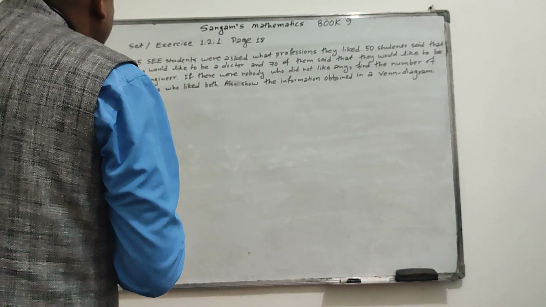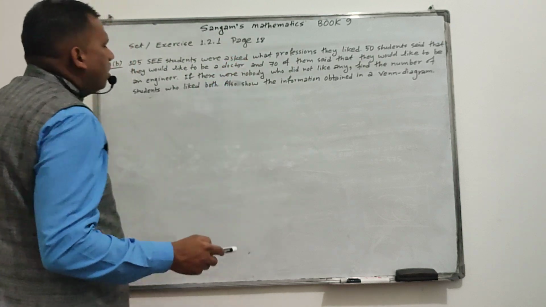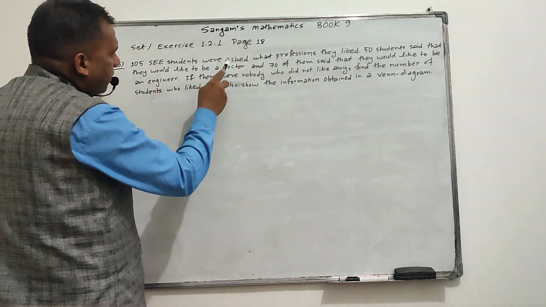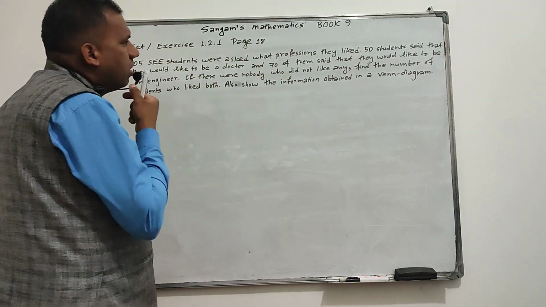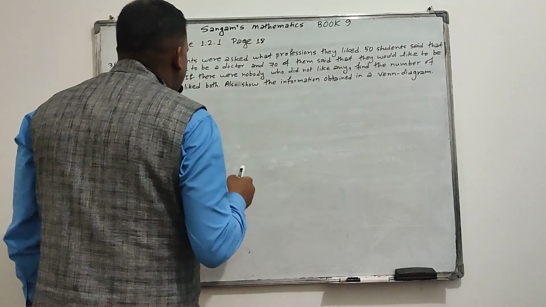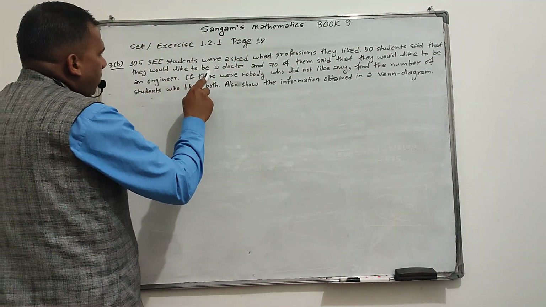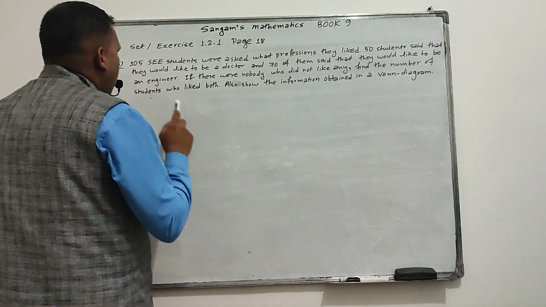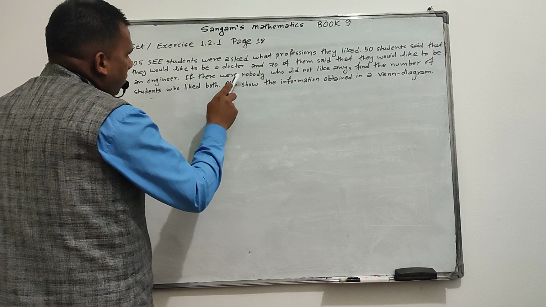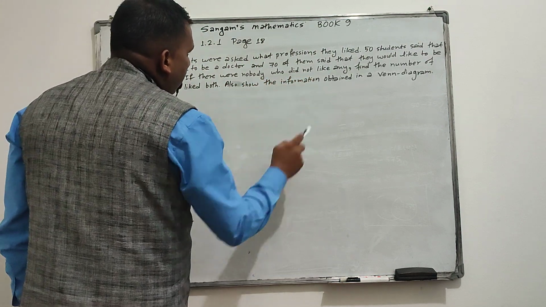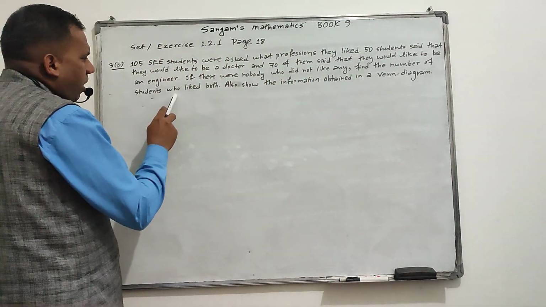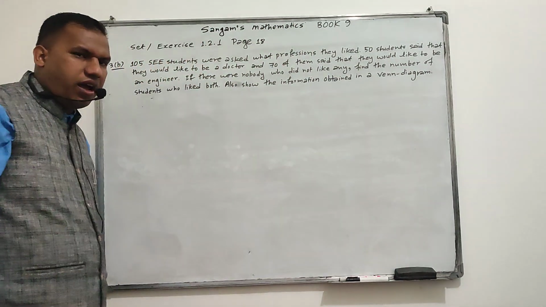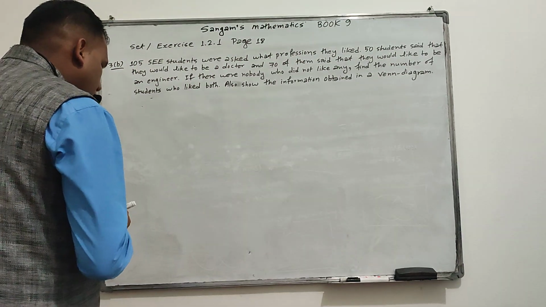Now next question 3b, page number 18. The question is: 105 students were asked what profession they like. 50 students said that they would like to be a doctor, and 70 of them said that they would like to be an engineer. If there were nobody who did not like any, find the number of students who liked both. Also show the information obtained in a Venn diagram. Let us do the solution.